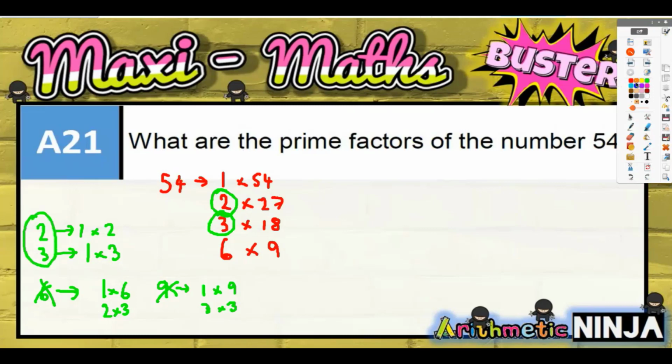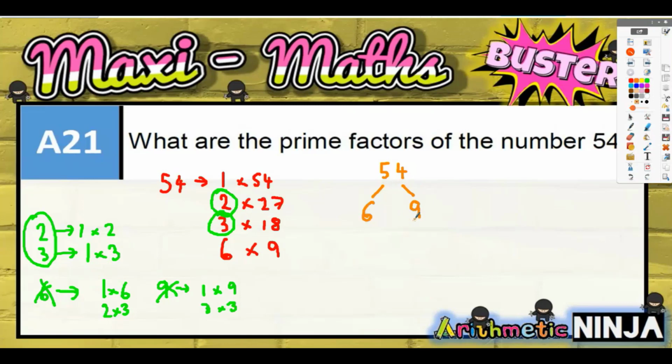Now I did say there was another way of doing this. The other way is to draw a factor tree. And this is actually doing something called a prime factorization. So drawing a factor tree is where you break the 54 down into 2 things that times together to make 54. So for example, 6 times 9, and you circle the numbers if they are prime.